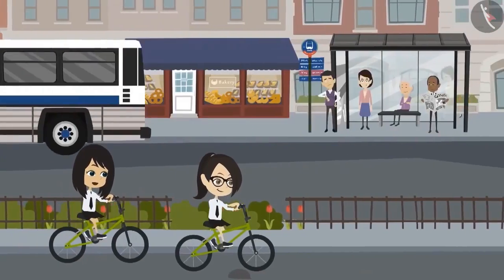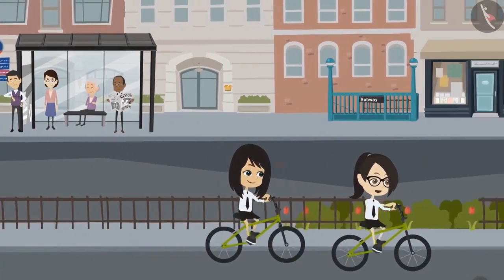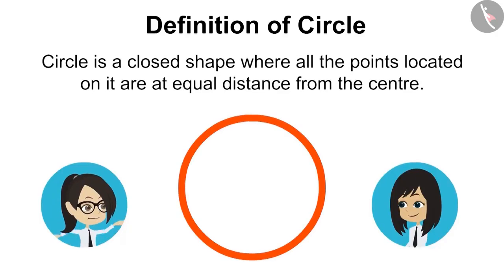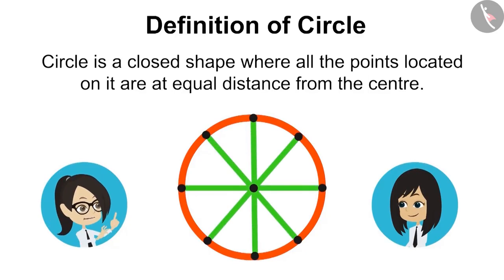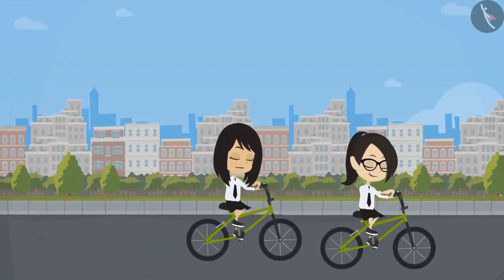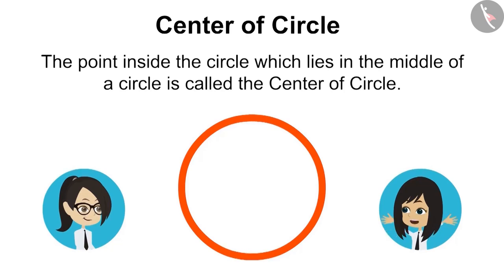Remember what Sir told us about circle yesterday? Yes, I remember it well. A circle is a closed shape where all the points located on it are at an equal distance from the center. Do you remember what the center of a circle is? Yes, the point inside the circle which lies in the middle of a circle is called the center of the circle. Now can you talk about diameter?